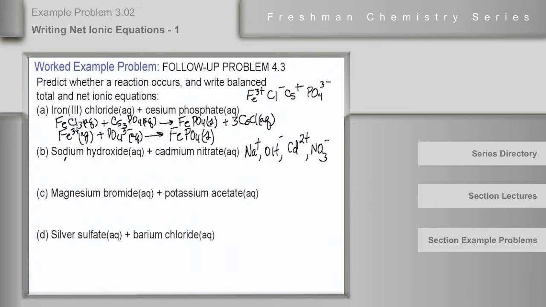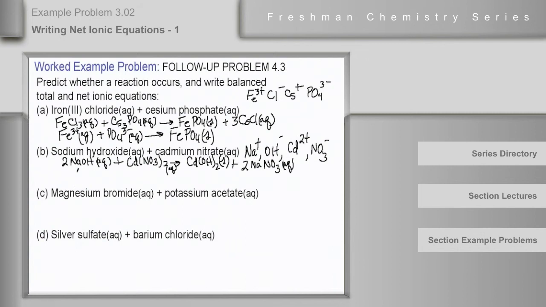So the reaction would be sodium hydroxide, 2 of them, aqueous, plus cadmium nitrate, Cd(NO3)2, aqueous, goes to Cd(OH)2 solid, plus 2 sodium nitrate, aqueous.